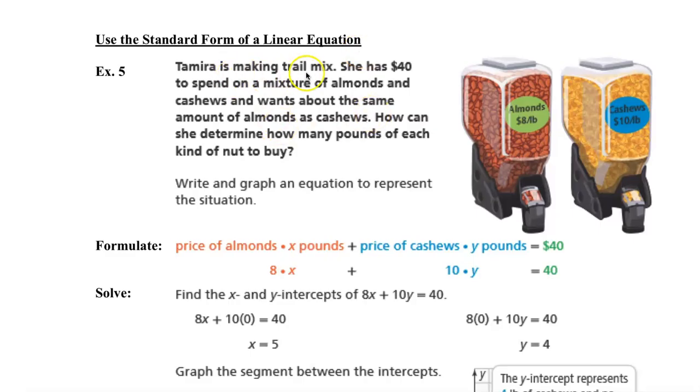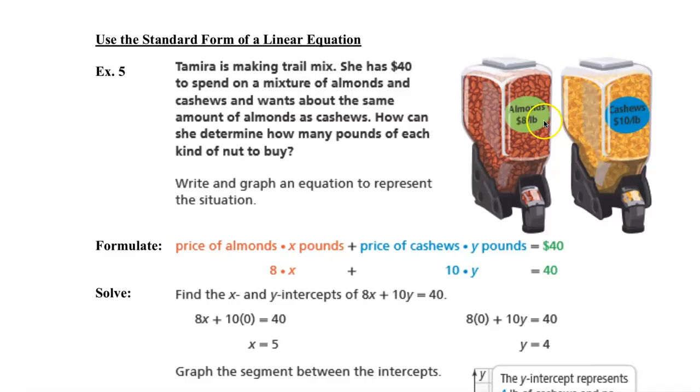And then next, the last little thing, look at another application problem. So Tamara is making trail mix. She has $40 to spend on a mixture of almonds and cashews and wants about the same amount of almonds and cashews. How can she determine how many pounds of each kind of nut to buy? So here is the cost of each one. Almonds cost $8 per pound and cashews cost $10 per pound.